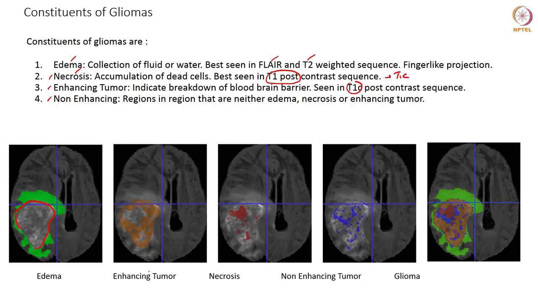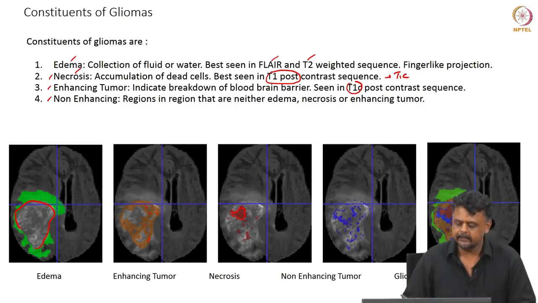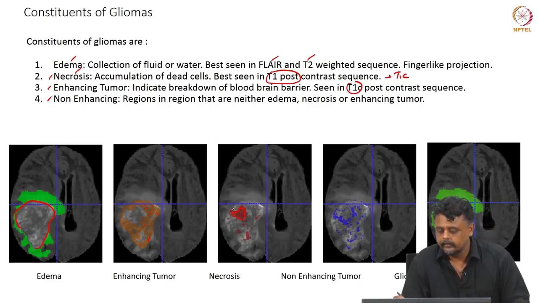If you look here, the enhancing tumor is these regions marked in color. The necrotic regions are once again marked by a different color here in another sequence. Non-enhancing regions are those regions which are neither of the 3, and again there is some variability among radiologists as to what these regions are.